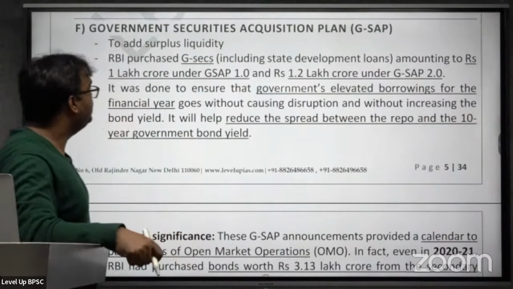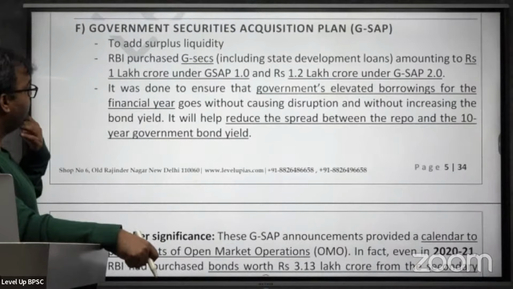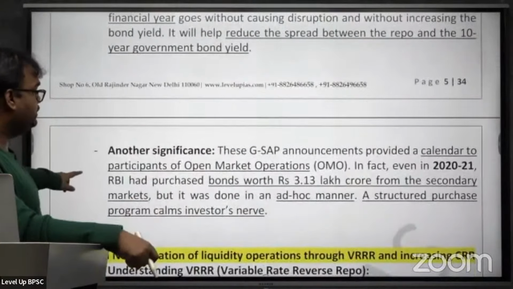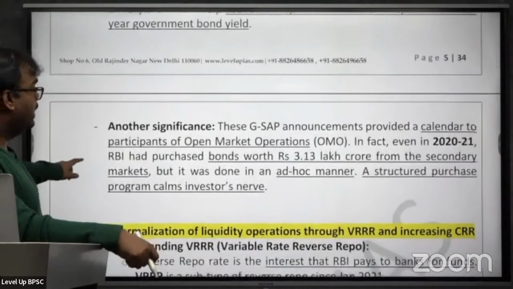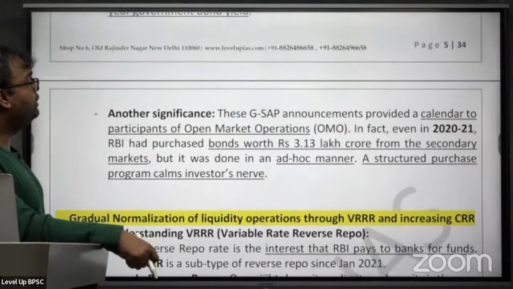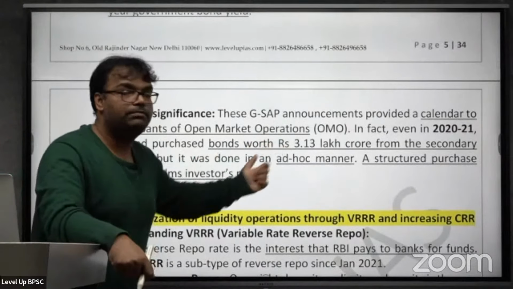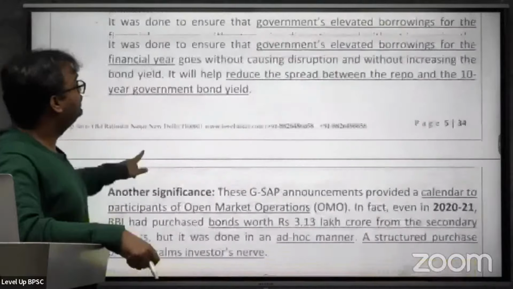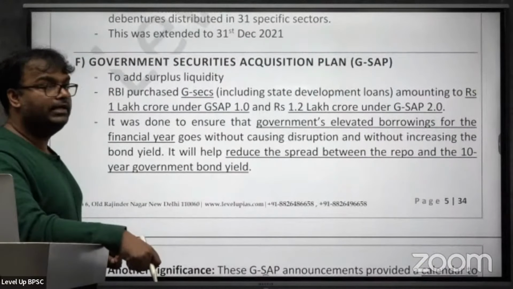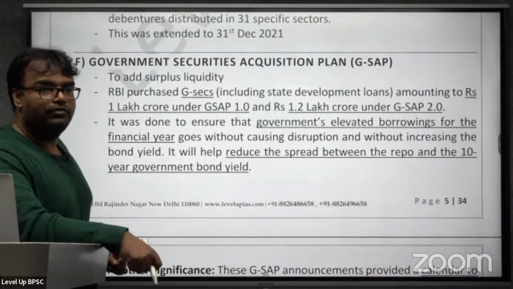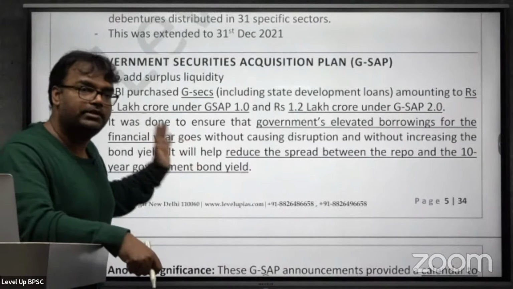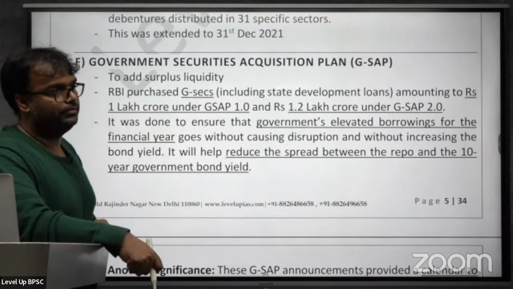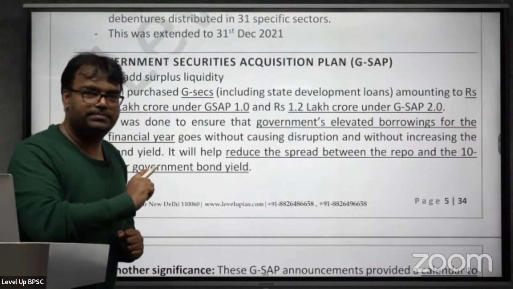In fact, you would see that even last year, RBI had bought government bonds worth 3.13 lakh crore rupees. It is lesser than what it has bought this year. But even then, this is a better initiative because it is happening in a planned manner. It does not bring turbulence in the economy. Do we all clearly understand these aspects?